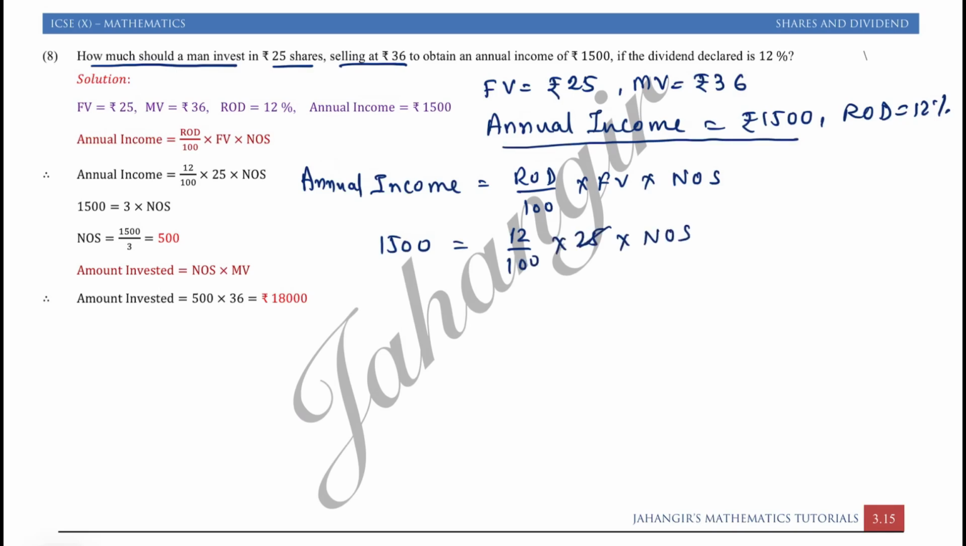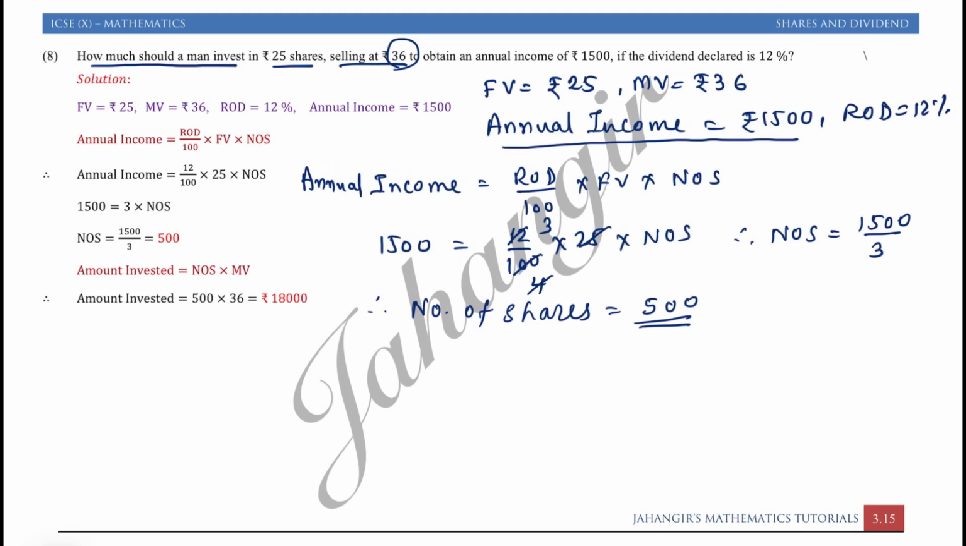So 25 ones are 25, fours are 4, ones are 4, threes are 3. So therefore number of shares is equal to 1500 upon 3. So therefore I can write number of shares is equal to 500. Means a man had bought 500 shares at a rate of rupees 36 each.